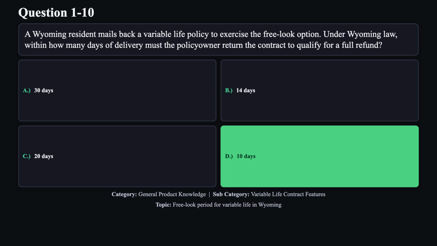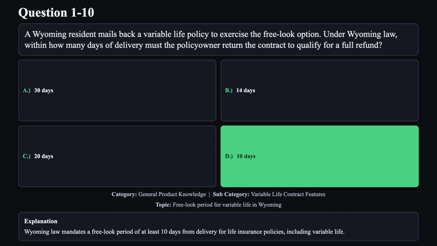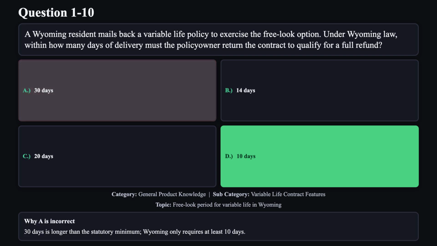The correct answer is D. Wyoming law mandates a free look period of at least 10 days from delivery for life insurance policies, including variable life. Reason A is not correct. 30 days is longer than the statutory minimum. Wyoming only requires at least 10 days.